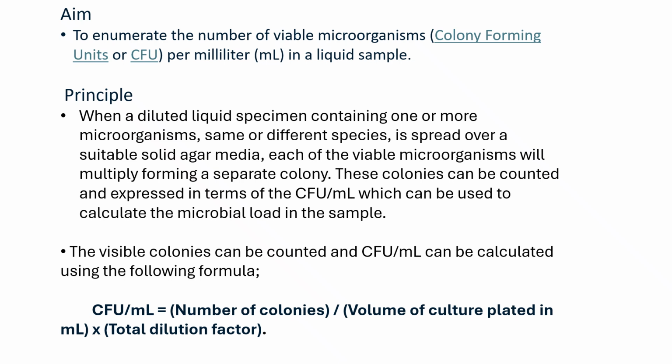The aim is to enumerate the number of viable microorganisms per milliliter in a liquid sample. Principle: when a diluted sample is spread on agar, each living microbe grows into one colony. By counting these colonies, we can find how many viable microorganisms were in the original sample. The formula for counting is: colony forming units per ml is equal to the number of colonies divided by the volume of culture plated in ml, multiplied by the total dilution factor.